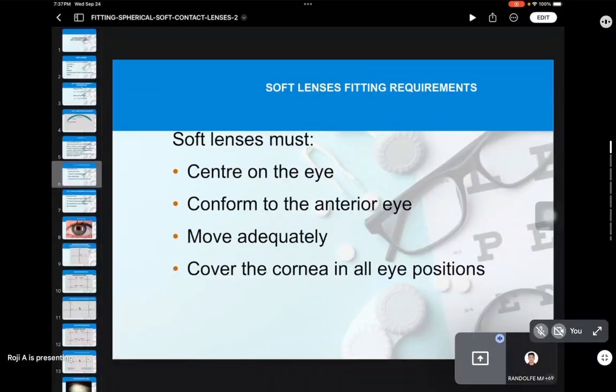Okay. Next, we have soft lenses must center on the eye because of the optical center that carries the power, right?